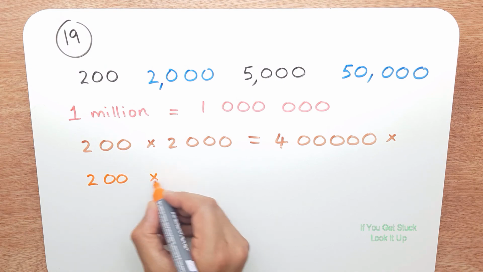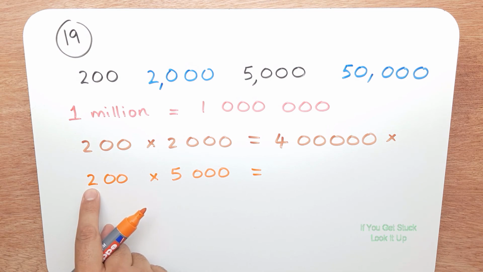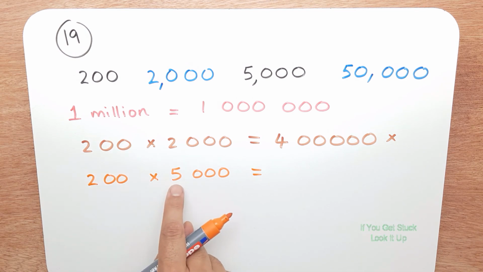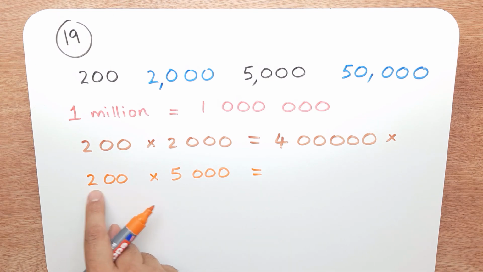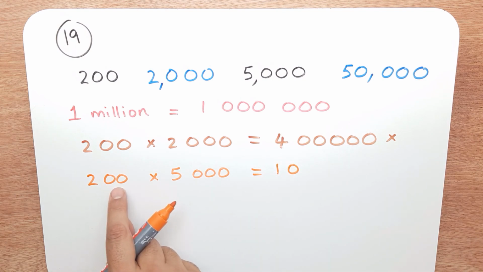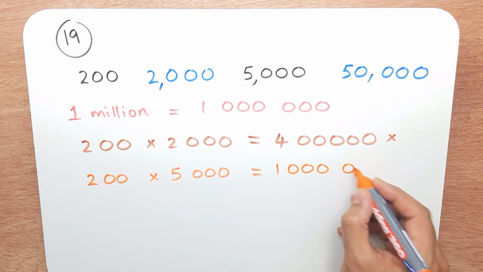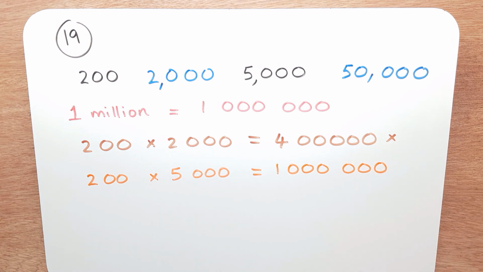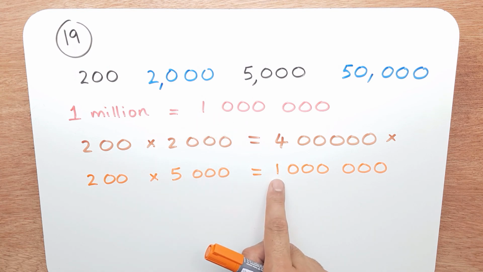200 times 5,000. As before, we do 2 times 5. We ignore these zeros. So 2 times 5 is 10. And then we add these zeros. 1, 2, 3, 4, 5. And if we have a look carefully, we have 1, 2, 3, 4, 5, 6 zeros and a 1.